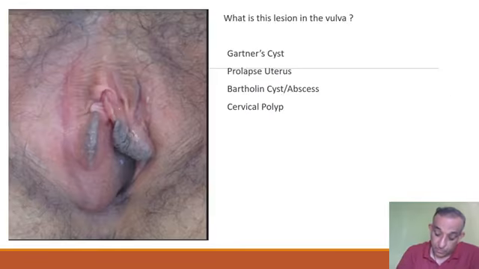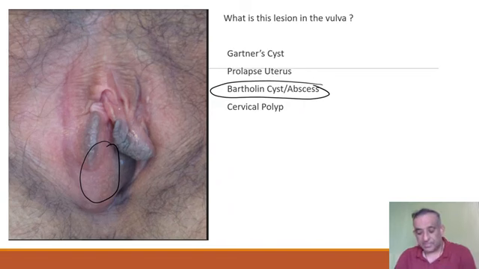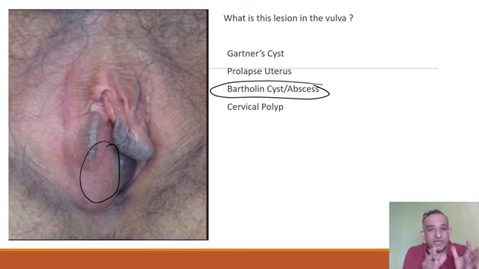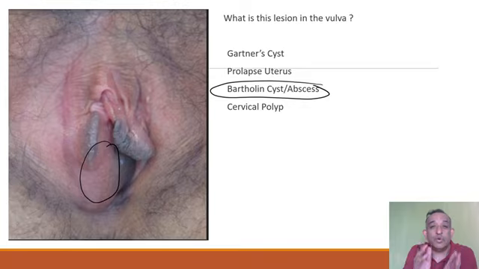Let's move on and see what is the lesion shown in this vulva. You can see a swelling here at the area of the Bartholin gland. So this is a Bartholin cyst or a Bartholin's abscess. If it is a Bartholin cyst, it's a much less painful condition. We can put a catheter inside the cyst, and slowly it keeps draining. We call it the Word catheter.